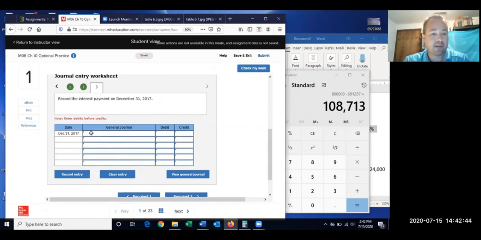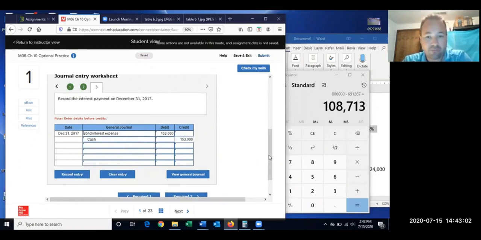And then finally, it says record the interest payment later on at the end of the year. Do that, it's no different. Interest expense, $153,000, and credit cash, $153,000. So those were pretty easy.